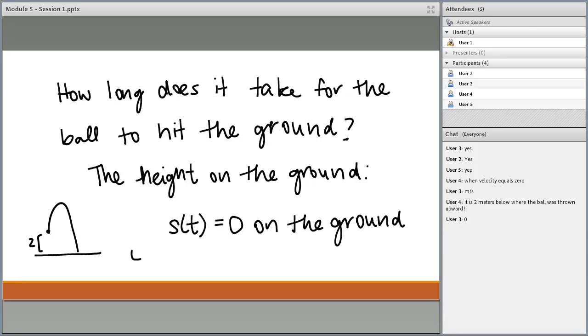So we have 2 plus 4t minus 4.9 t squared, and I set that equal to 0. Again, the height on the ground is 0. And unfortunately, this does not solve; factoring this isn't very straightforward. So we would use the quadratic formula to solve this. Let me go to the next page.